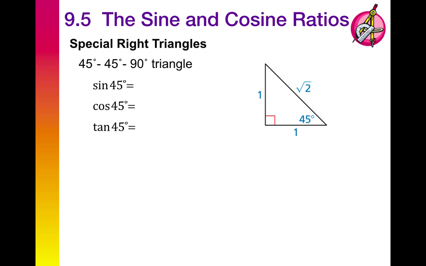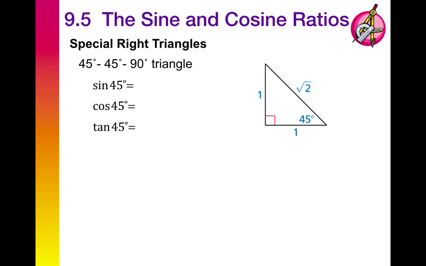We're talking about chapter 9.5, and this is part 2. We had just talked about the sine ratio and the cosine ratio, the sine being the opposite over the hypotenuse and the cosine being the adjacent over the hypotenuse. Now let's take a look at this special case of a special right triangle.